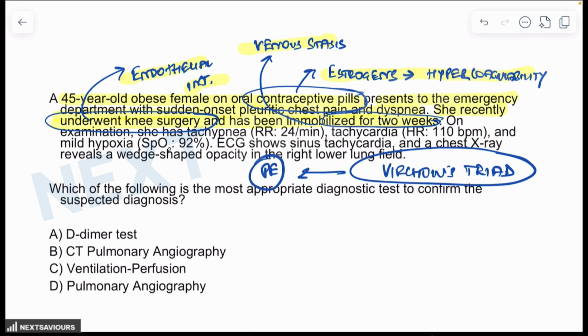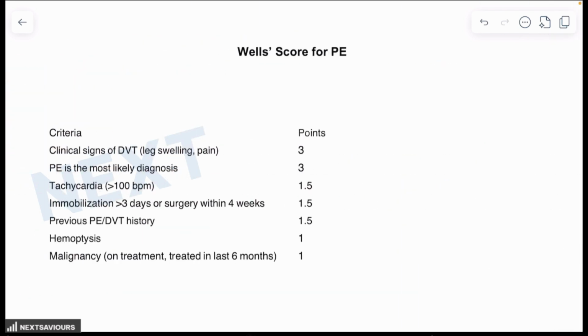Now, if we continue with the question, there is a characteristic feature of pleuritic chest pain and dyspnea mentioned, which is a classic symptom of acute pulmonary embolism, with tachypnea, tachycardia, and mild hypoxia. Even the ECG shows sinus tachycardia, which is the most common ECG finding in pulmonary embolism, and the chest X-ray reveals a wedge-shaped opacity, which is also known as Hampton's hump, which we are going to talk about subsequently. So the first thing we have identified is that the question is based on pulmonary embolism.